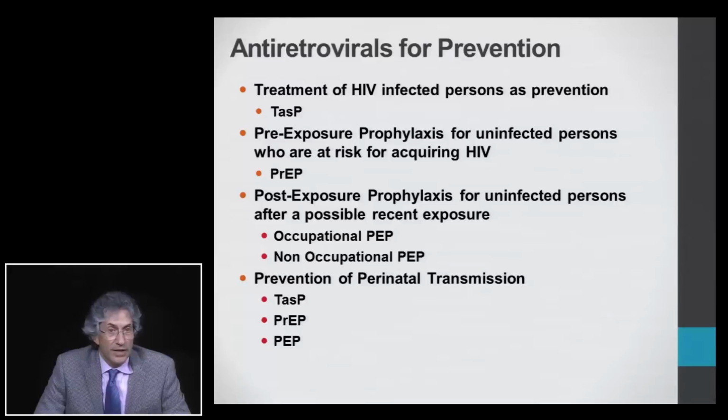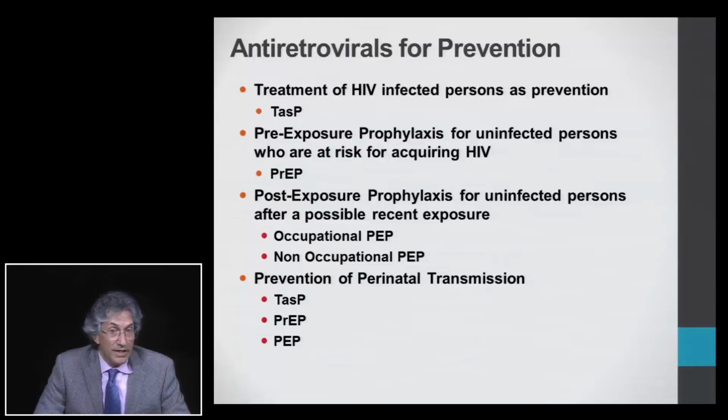This is an important intervention that can really change the future of the epidemic, and this will be discussed somewhat more in the accompanying slide set on primary care of HIV persons. Other uses of antiretrovirals for prevention is PrEP, pre-exposure prophylaxis, for persons who are not infected but are at risk of acquiring HIV. You can use licensed FDA-approved medications for this purpose. That's reimbursed by payers. There's also post-exposure prophylaxis for uninfected persons after a possible recent exposure.